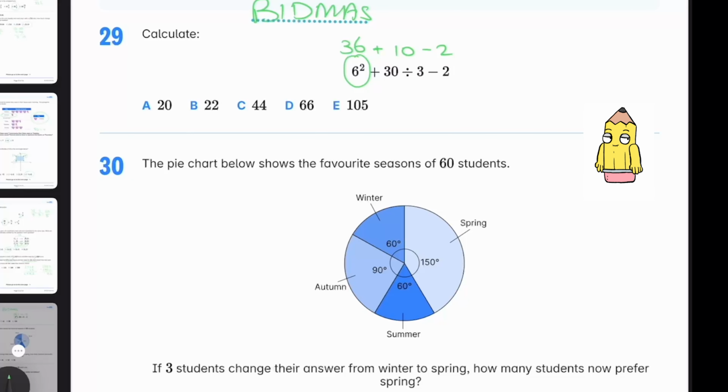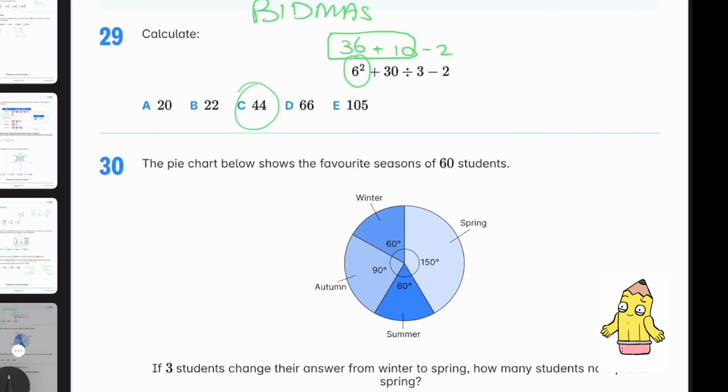Then we do the addition and subtractions from left to right. So 36 plus 10 is 46. Take away 2 is 44. And that's our order of operation question completed.